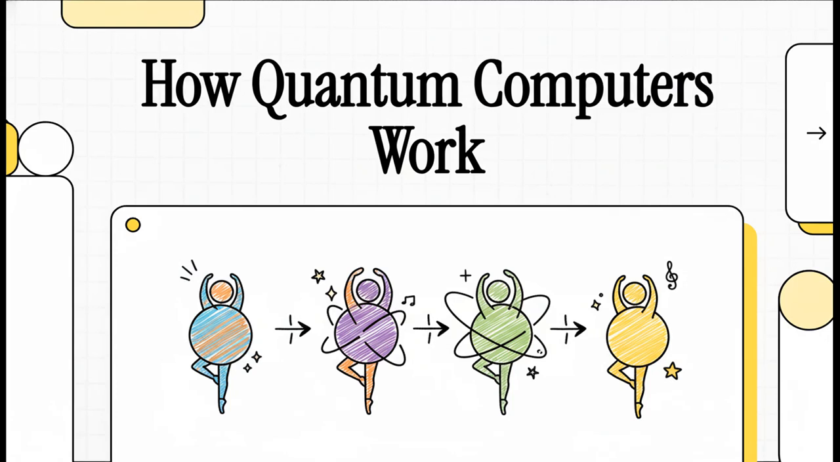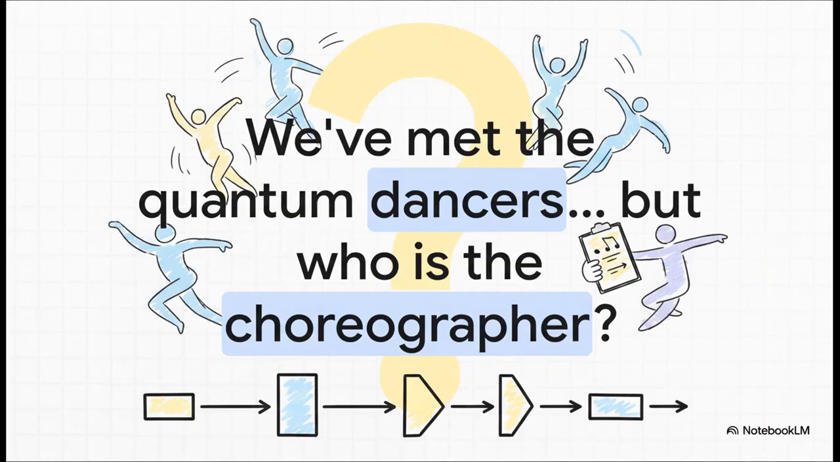Welcome back, quantum adventurers. All right, so we've met the qubits, we've seen their superpower of superposition, and we've witnessed that wild magic of entanglement. But that brings us to the next big question. How do these incredible machines actually get the work done? Right. If qubits are fantastic dancers, who's the choreographer? What is it that tells them how to move, when to spin, and how to team up to solve some of the world's toughest problems? Well, let's pull back that curtain and find out.